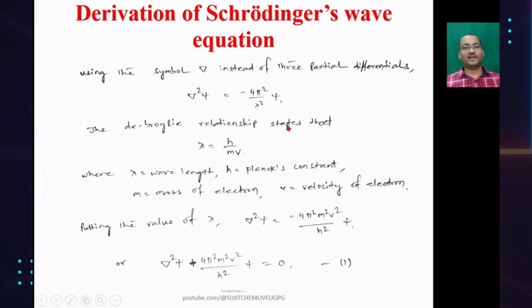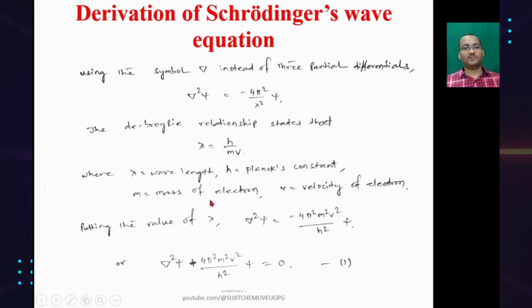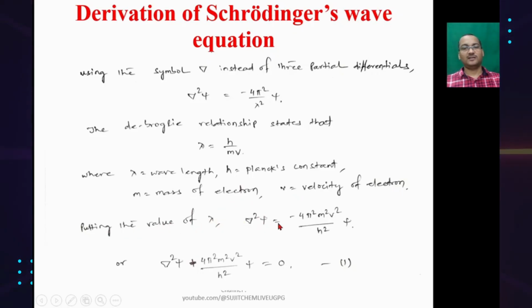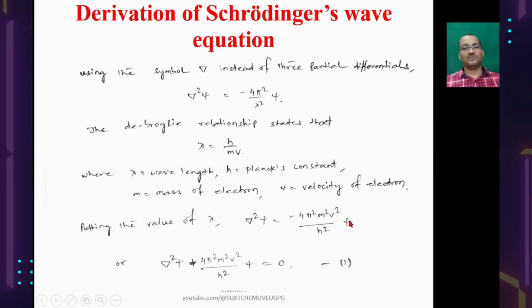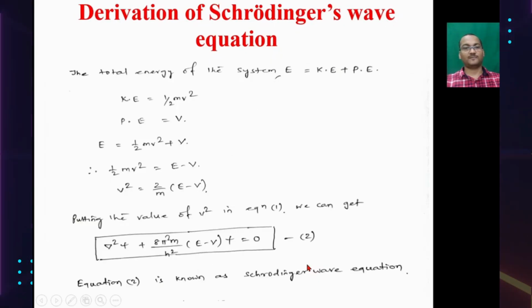And we know the de Broglie relationship that lambda equal to h upon mv. Here lambda is wavelength, h is Planck's constant, m is the mass of electron and v is the velocity of electron. Now we can put the value of lambda. So del square psi equal to minus 4 pi square m square v square by h square into psi. Now the negative sign we can take to the other side. So del square psi plus 4 pi square m square v square by h square into psi equal to 0. This is equation number 1.